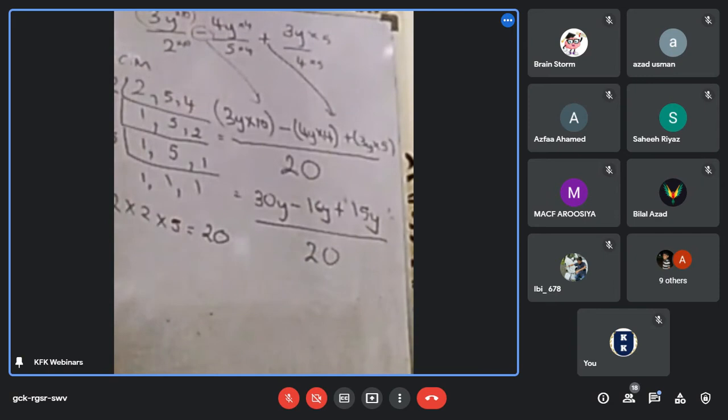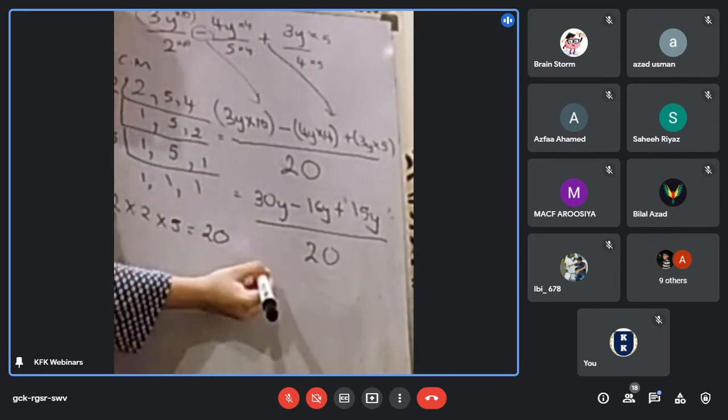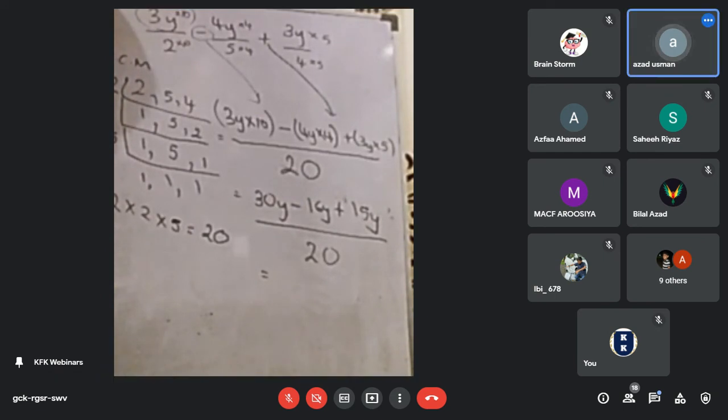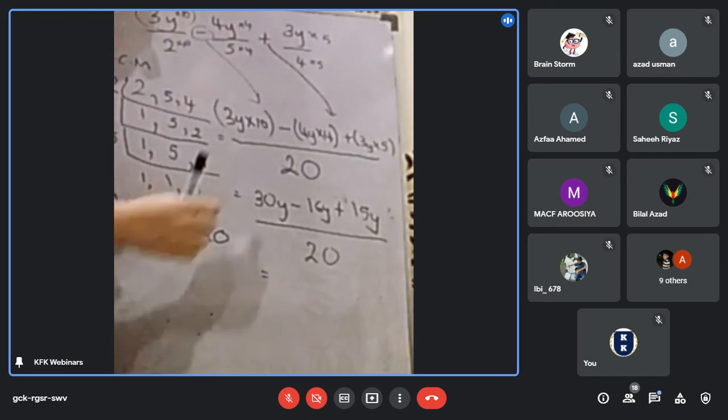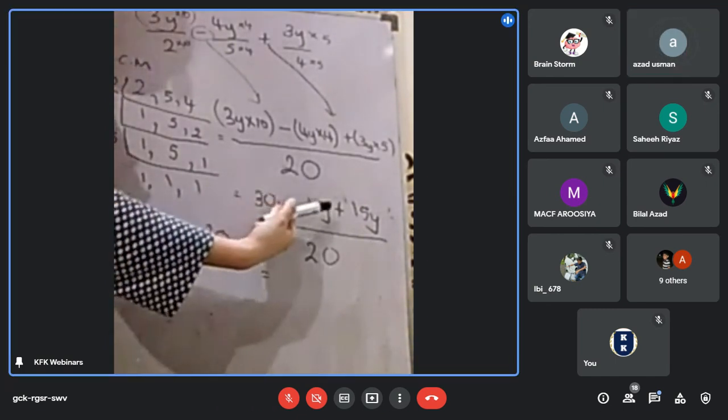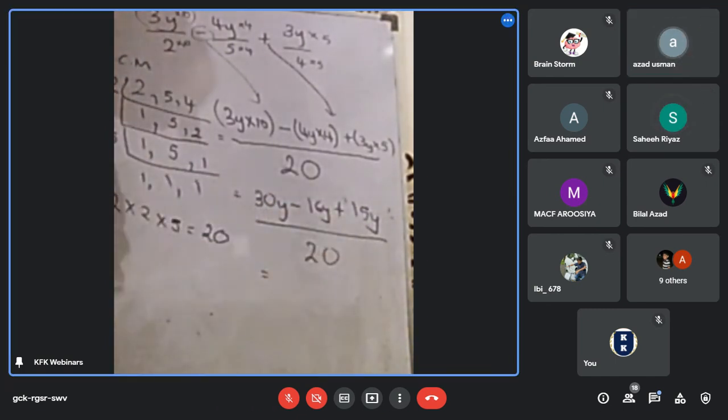Now tell me, what is the numerator? I just want to know what's the numerator. 29y. Yes, it's 29y. Okay, now tell me, first will you subtract these two values or are you going to add these? Why will you be adding it? Why can't you subtract it?